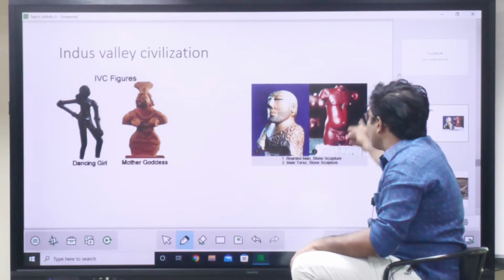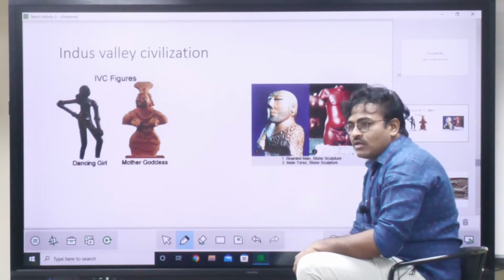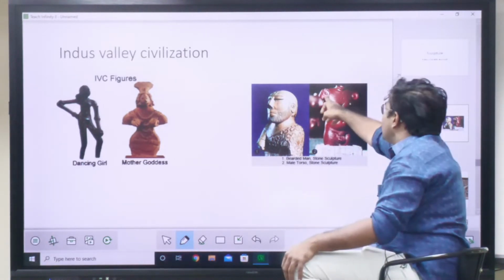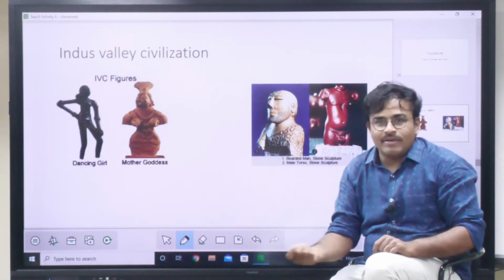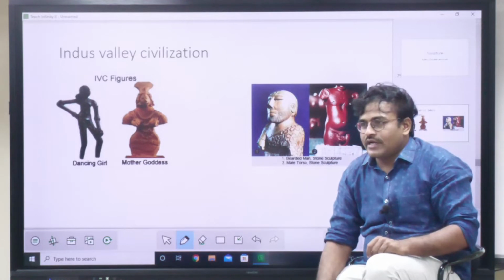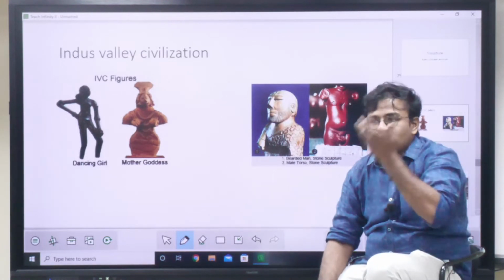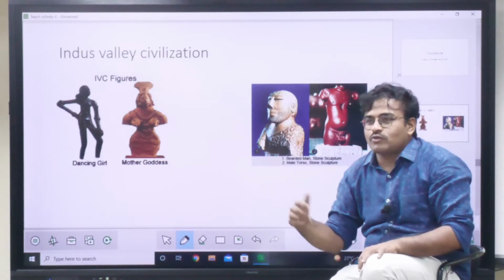And this is the torso of the Indus Valley man. Can you see the holes here? It is a detachable image, just like the toys with which kids play now. Detachable means you can remove the hands, legs, and head. And so all those parts are lost.